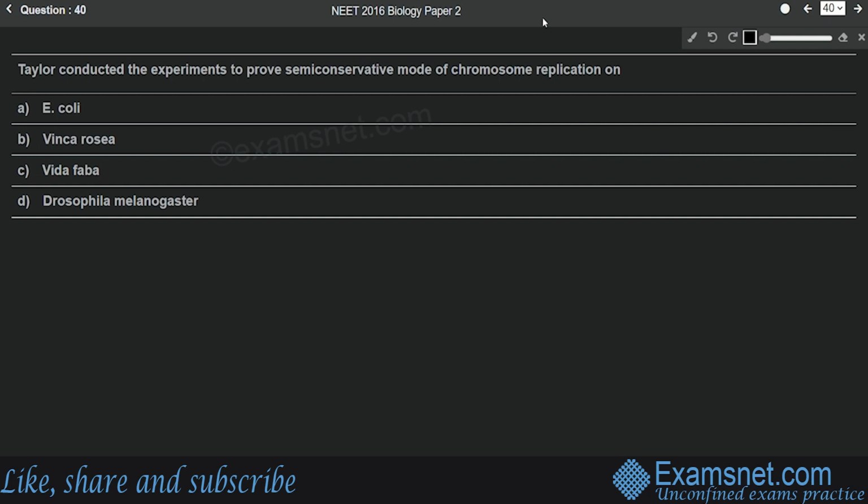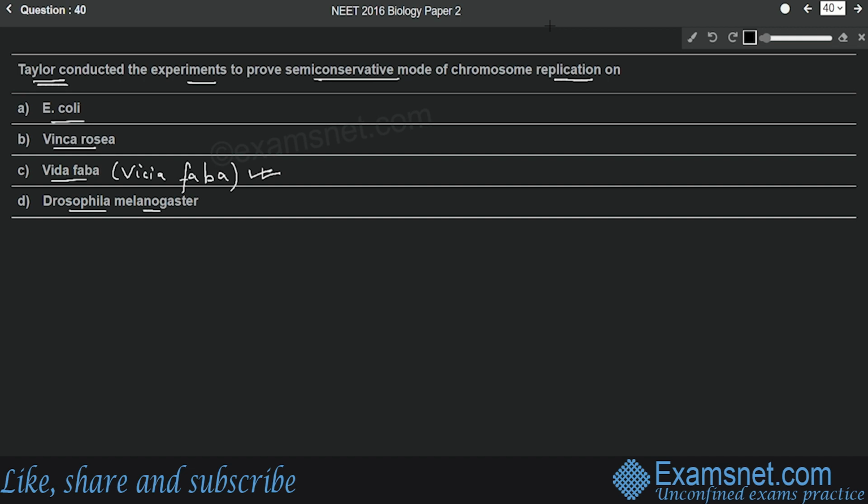Question number 40 is from the chapter Molecular Basis of Inheritance, and the question is, Taylor conducted the experiments to prove semi-conservative mode of chromosome replication on, options are E. coli, Vinca rosea, Vicia faba and Drosophila melanogaster. This is Vicia faba, and the correct answer is option C, that is Vicia faba.